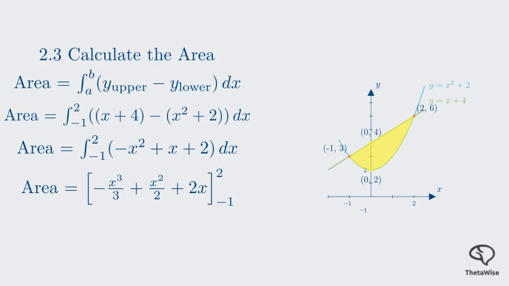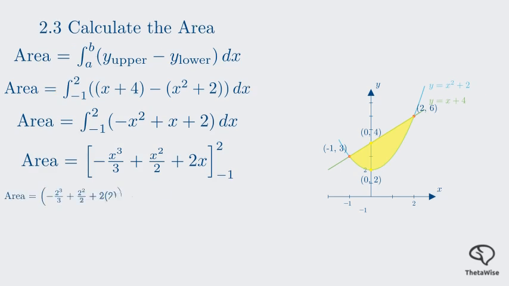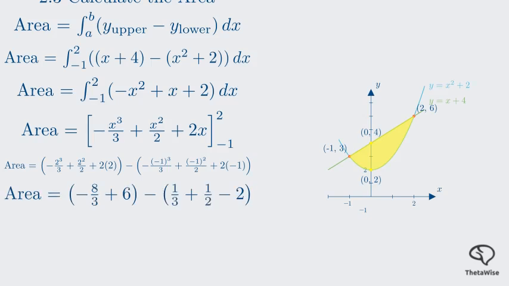This is where students often make calculation errors. Be careful with the signs. Plugging in the upper limit 2 gives negative 8 over 3 plus 2 plus 4. Plugging in the lower limit 1 gives negative 1 over 3 plus 1/2 plus 2. Simplifying, we have negative 8 over 3 plus 6 minus the quantity negative 1/3 plus 1/2 plus 2.